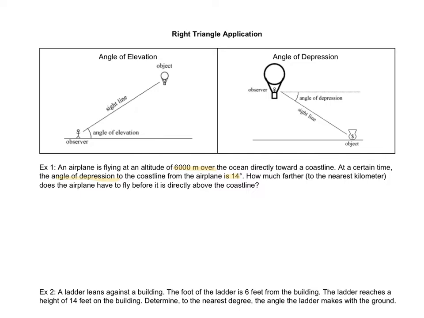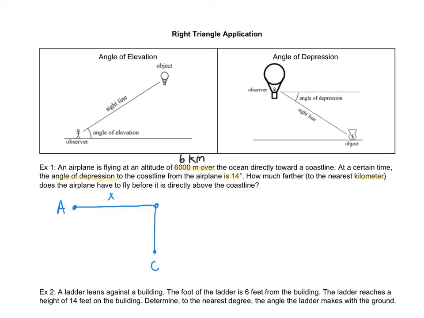So first thing, I noticed that I need my distance in kilometers. So the first thing I'm going to do is just quickly turn that 6,000 meters into 6 kilometers. That way I don't forget about it. And now let's start drawing our triangle. So we have the airplane here, and let's say our coastline is here. And the airplane has to fly until it is directly above the coastline. So we need to find this distance that it is flying.